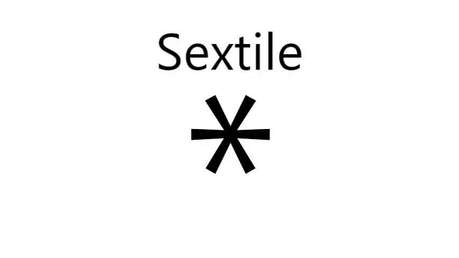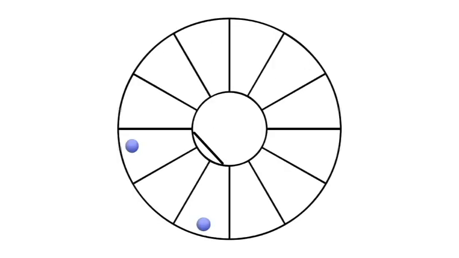The second aspect is the sextile. This is its symbol. In a sextile, 60 degrees separate the planets. This aspect is considered creative, friendly, and stimulating.